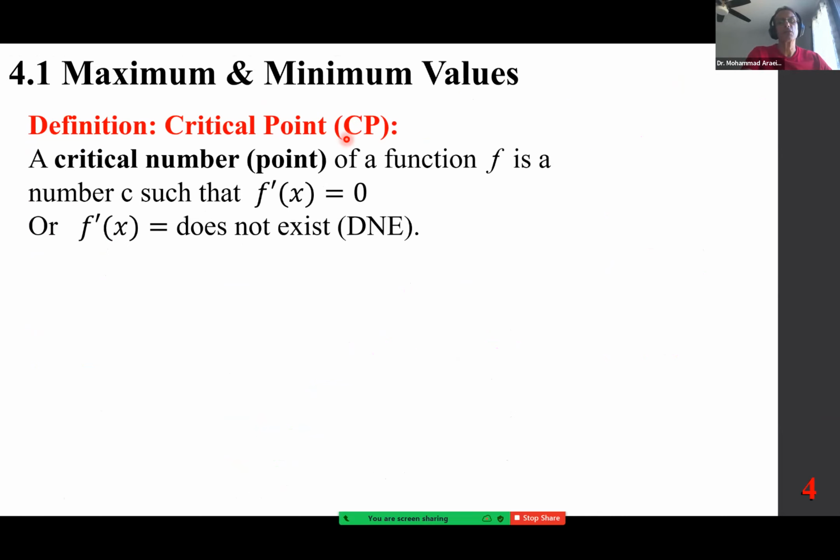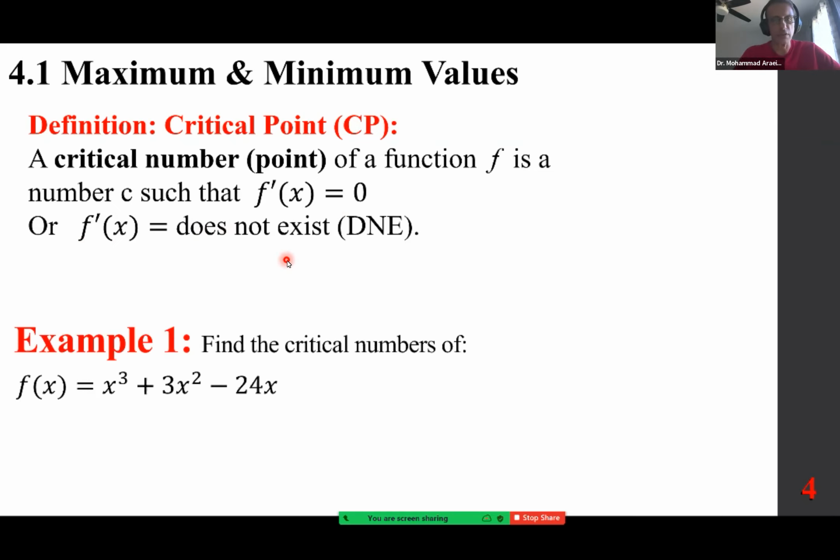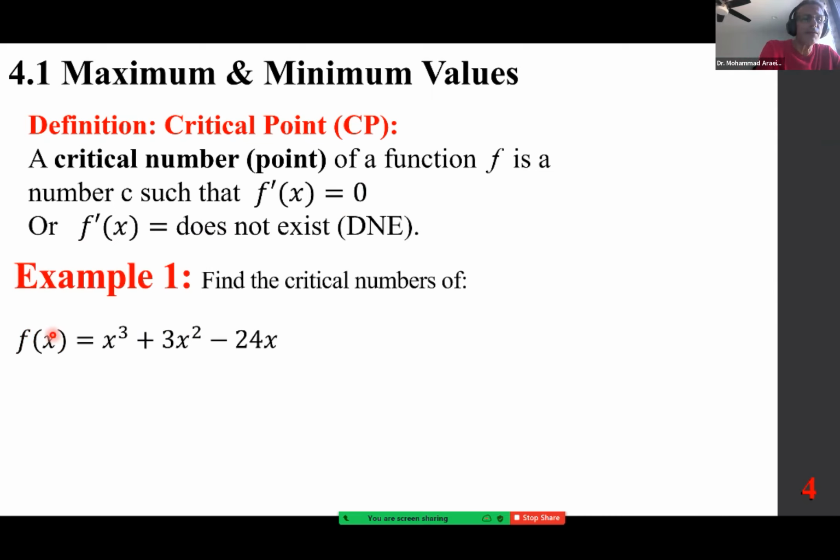Critical point, for short CP. A critical number of a function f is a number c such that f prime is 0 or f prime DNE, does not exist. So for example, if we have f of x equals x cubed plus 3x squared minus 24x, and we want to find the critical points, let's go with all these steps.